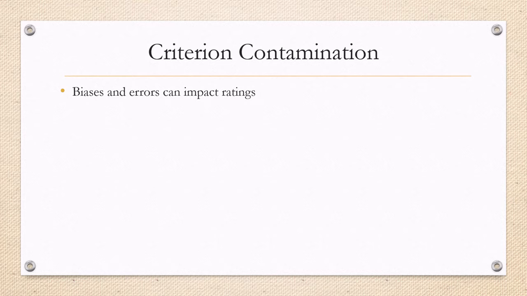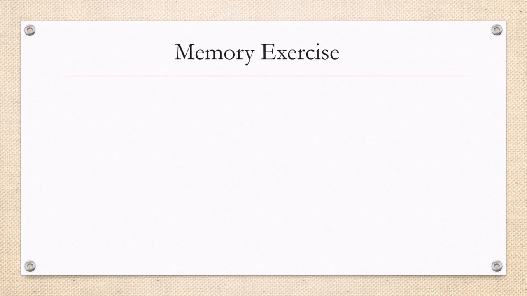So we can have criterion contamination in that we have factors that influence our ratings, but are not things we're looking at for performance. These can consist of biases and errors that impact our ratings.